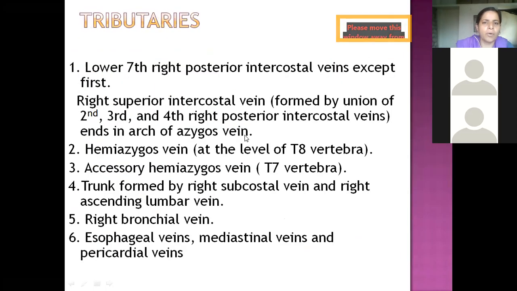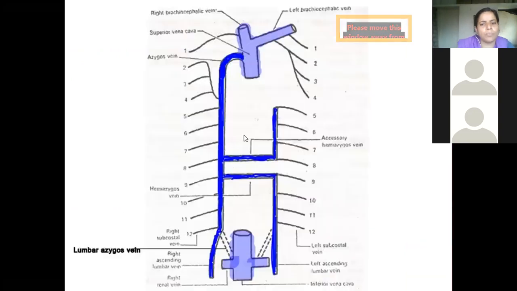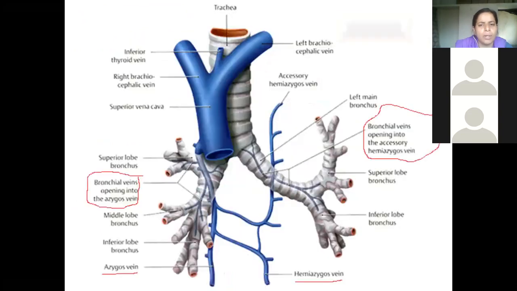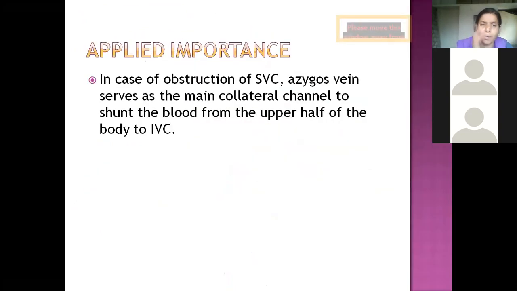Okay, then coming to the tributaries also, with the help of this picture, I have made it very clear to you all. Okay, importance. As Niharika was wondering, why do we need this system when we have the superior vena cava and inferior vena cava? If there is any obstruction of the superior vena cava, this azygous vein serves as the main collateral channel to shunt the blood from the upper half of the body to the inferior vena cava.